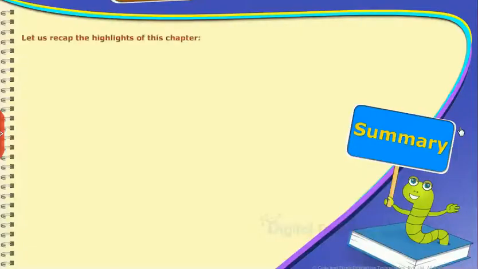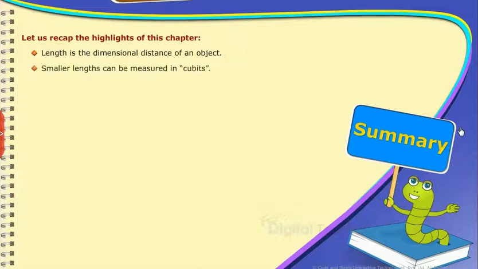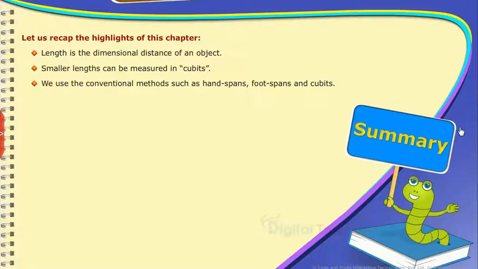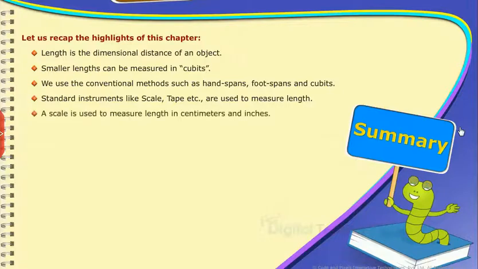Summary. Let us recap the highlights of this chapter. Length is the dimensional distance of an object. Smaller lengths can be measured in cubits. We use the conventional methods such as hand spans, foot spans and cubits. Standard instruments like scale, tape, etc. are used to measure length. A scale is used to measure length in centimeters and inches.